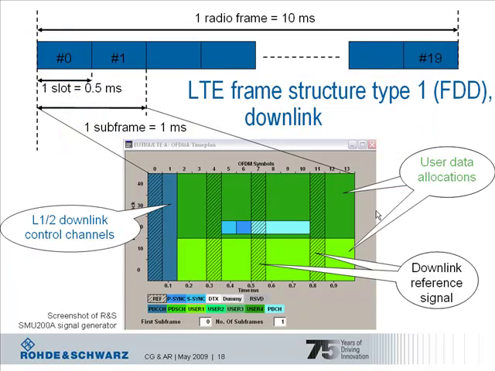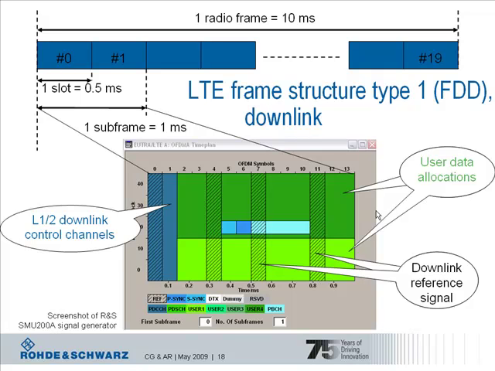This slide shows the LTE frame structure type 1, which is the one for FDD operation, frequency division duplex. We have here the radio frame, which is defined as 10 millisecond, and that is the same definition as in wideband CDMA. One radio frame contains 10 subframes, and one subframe contains 2 slots.